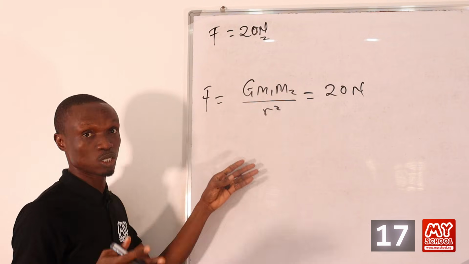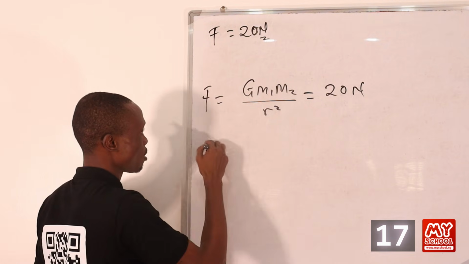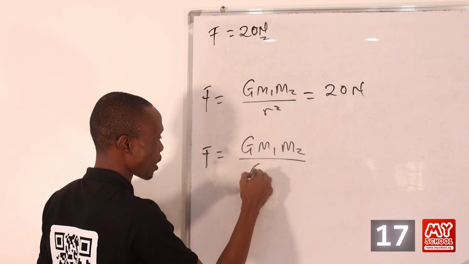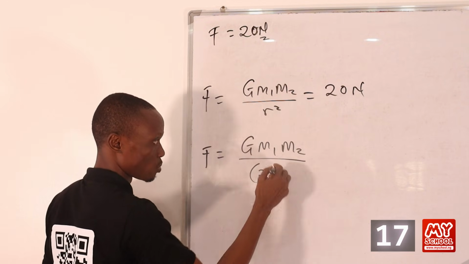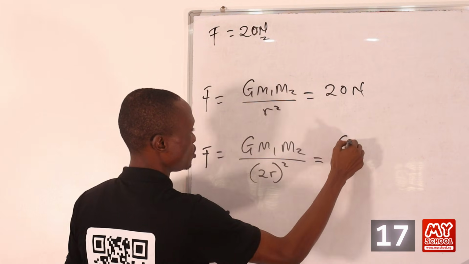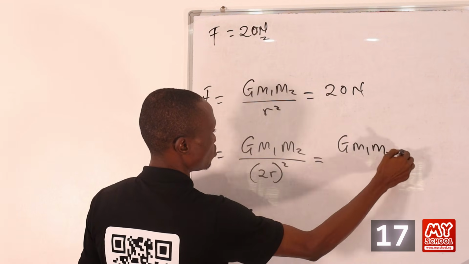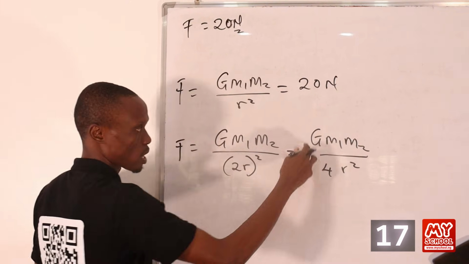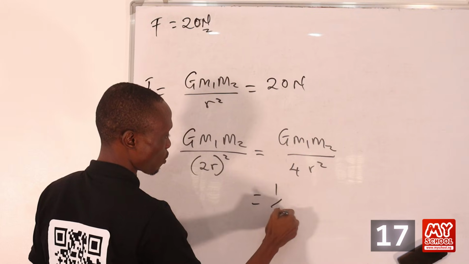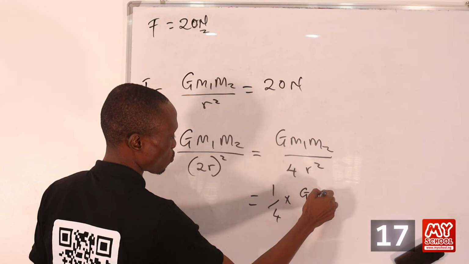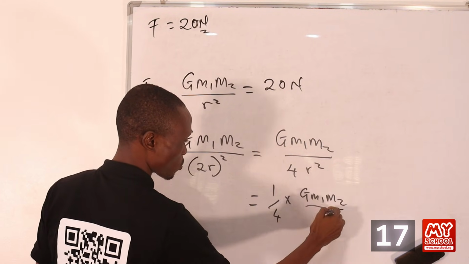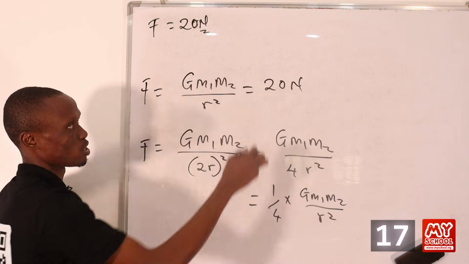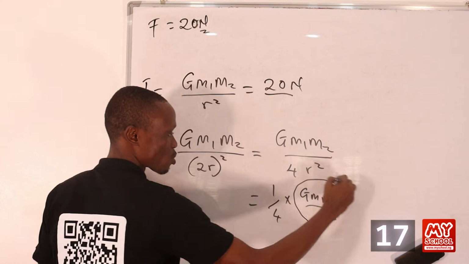So in this case, we are assuming the distance to be equal to R. So F will be equal to G m1 m2 all over 2R, all squared, because it's doubled. So at the end of the day, we have G m1 m2 all over 4R squared, right? So we can rewrite this as 1 over 4 times G m1 m2 all over R squared. But remember that G m1 m2 all over R squared is equal to 20. So we replace this whole thing with 20.